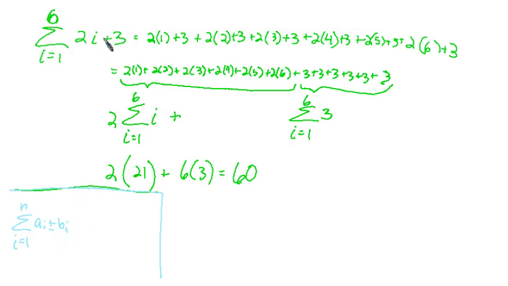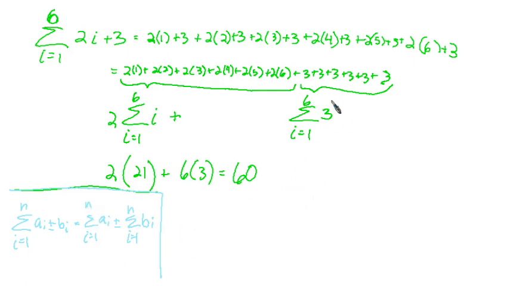So it's a sum or a difference. You can imagine if we were subtracting 3, it would just be the same thing. We'd subtract this sum. So this will be equal to the sum from i equals 1 to n of a sub i, plus or minus the sum from i equals 1 to n of b sub i, whatever that other rule is.